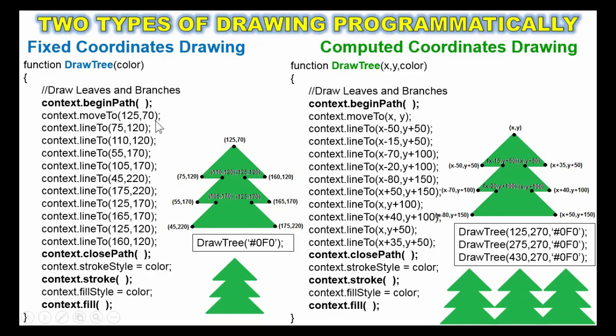The commands begin path and then close path indicate that the object has a closed path that can be filled with a color, meaning you are drawing a closed polygon. By calling the commands stroke and fill with a stroke style specified and a fill style specified, you can now fill that polygon with any color.